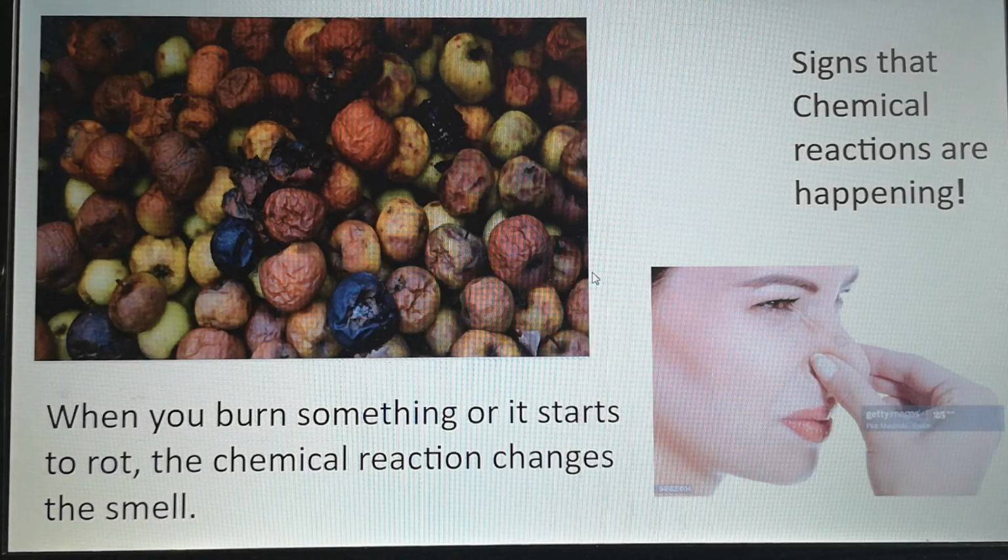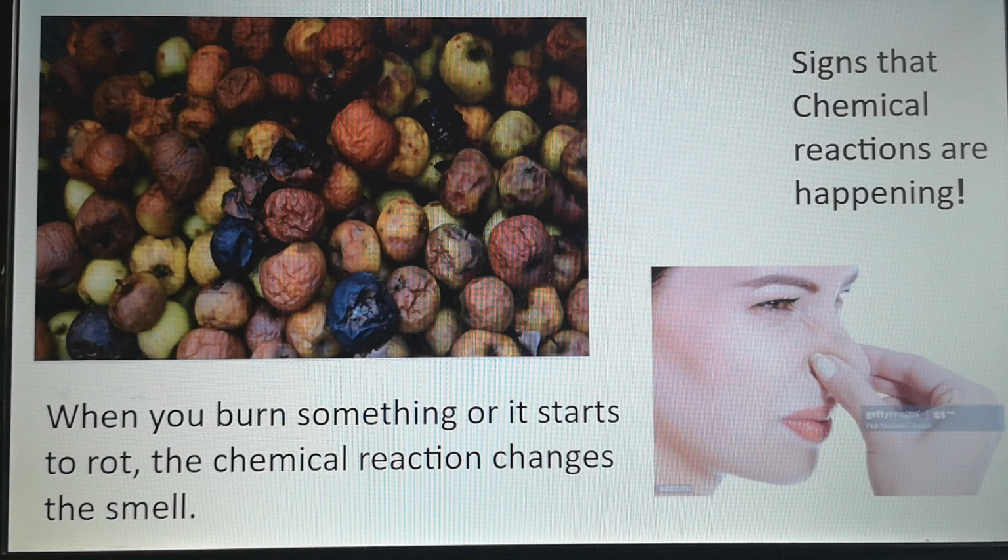Okay, this one, not so pleasant. Smells. A change of smell is a sign that a chemical reaction has happened. So when you burn something, you can smell that. You can smell things burning, can't you? And that tells you that there's a chemical reaction happening. The same thing is when things are rotting, when a fruit is rotting, it doesn't smell very nice, does it? And it doesn't smell very nice because there's a chemical reaction happening, and that chemical reaction is forming chemicals that don't smell so good. So a smell is a sign that a chemical reaction is happening.